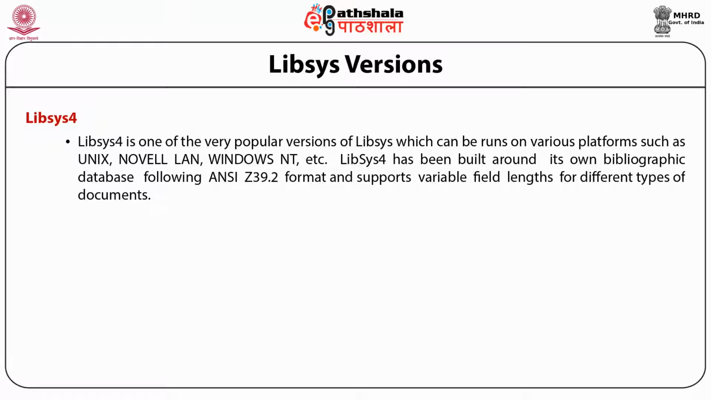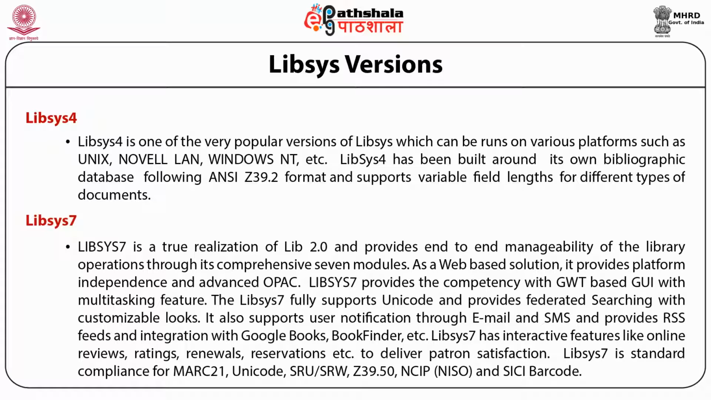Libsys 4 has been built around its own bibliographical database following ANSI Z39.2 format and supports variable field lengths for different types of documents. While the latest version is Libsys 7, which was launched in the year 2008, this version is a true realization of Lib 2.0 and provides end-to-end manageability of the library operations through its comprehensive 7 modules.